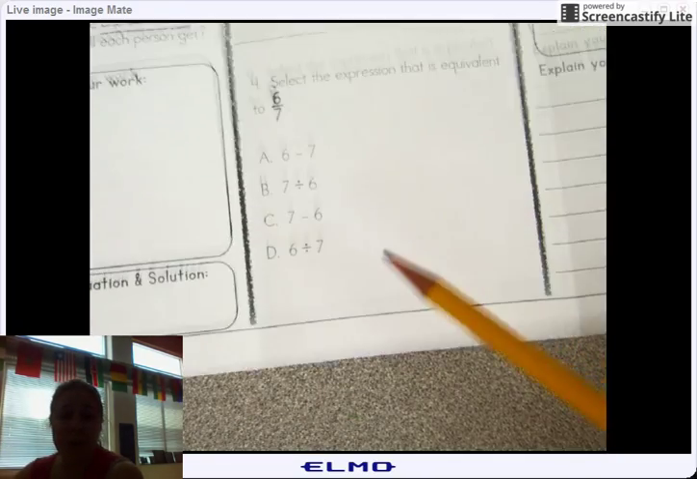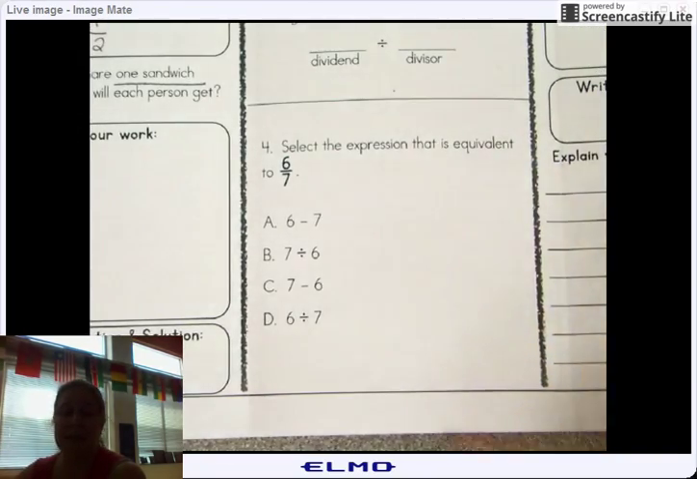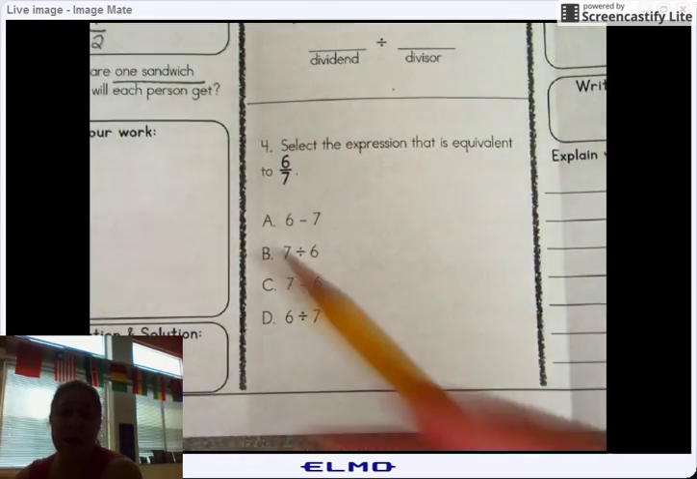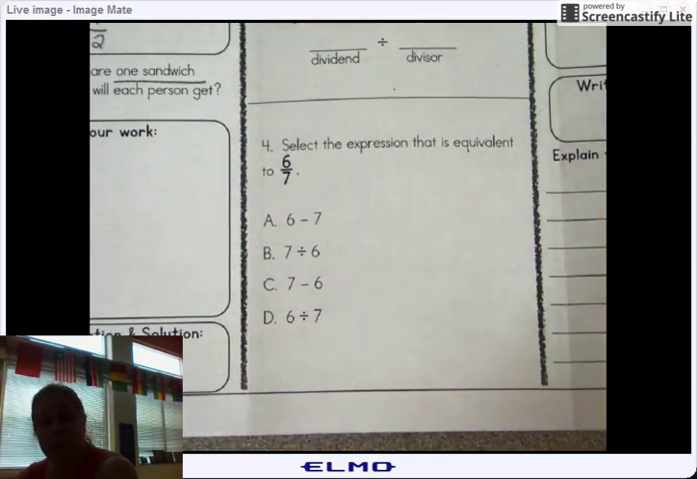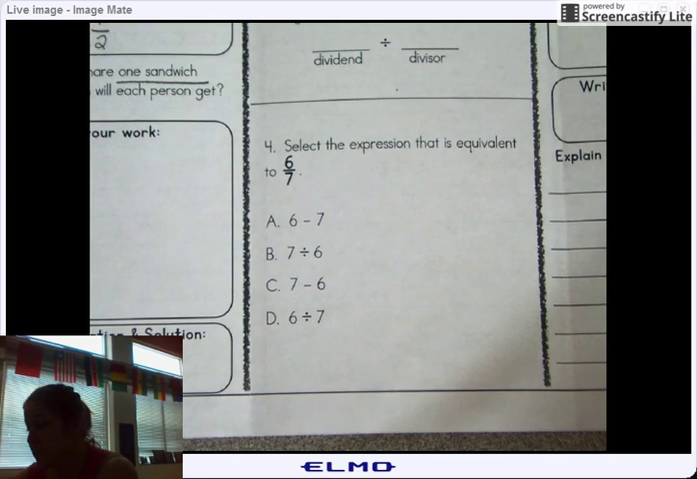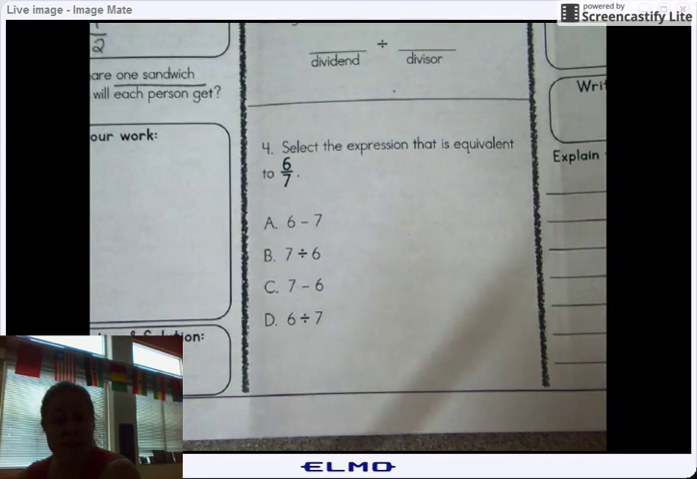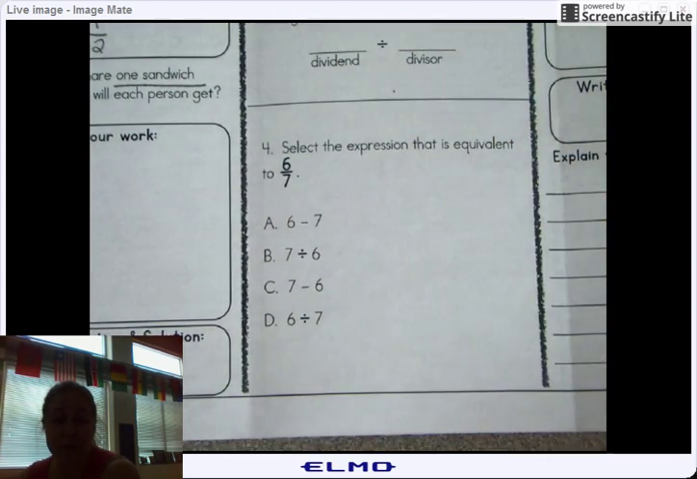Question number 4, really easy again. Once again, I said this is one of the easiest lessons. Knowing what you know up here, apply it to down here, please. Type in your answer into your Edpuzzle for number 4.